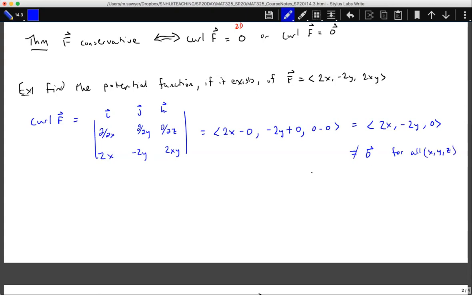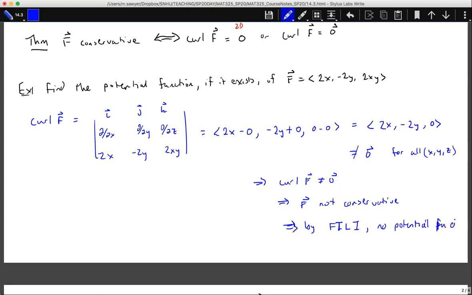So this means that the curl of our vector field is not equal to the 0 vector, which means our field is not conservative. Since our field is not conservative, by the fundamental theorem of line integrals, we have no potential function. So we don't have to go through the process of finding a potential function because we don't have one to begin with. So this is a really helpful property.